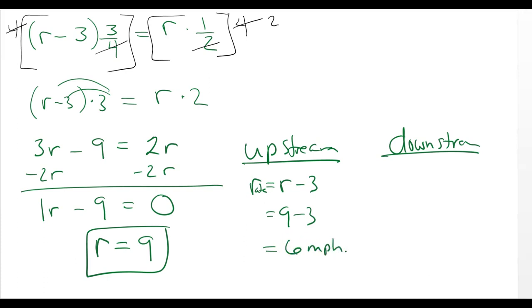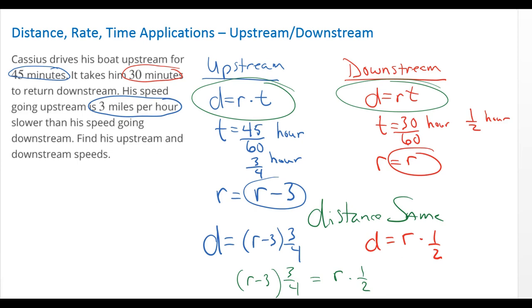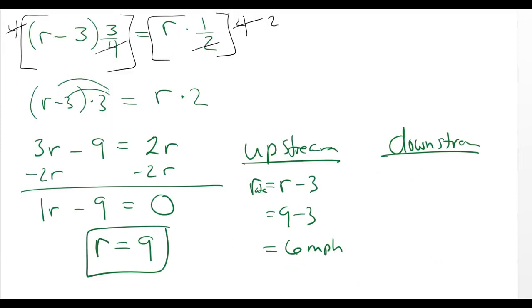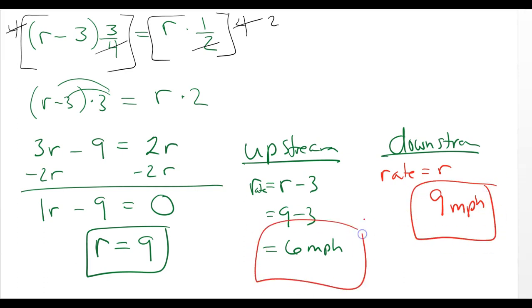Go back and look at the original again over here. Downstream, our rate in downstream, I should just call it rate instead of r, but I mean rate right here, is r. It's the actual r that we got. So here I can say our rate is equal to just r, and our r is 9. So 9 miles per hour downstream. And notice those are 3 apart.